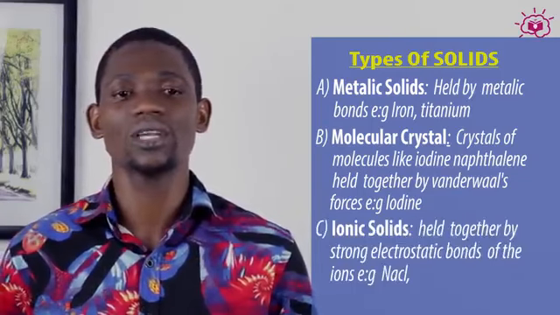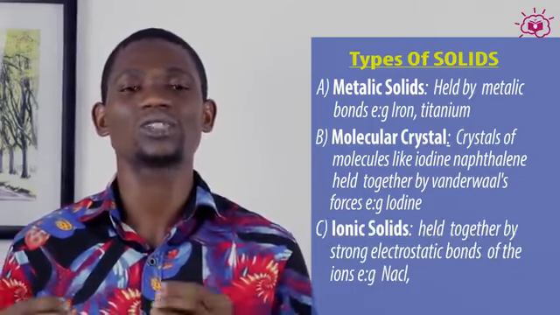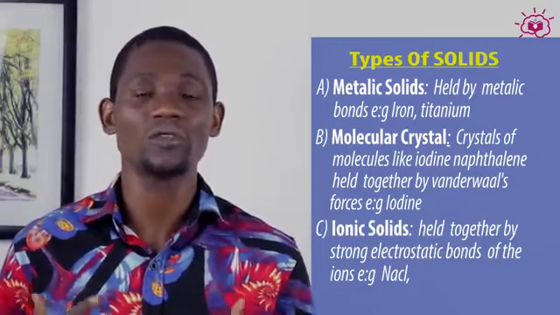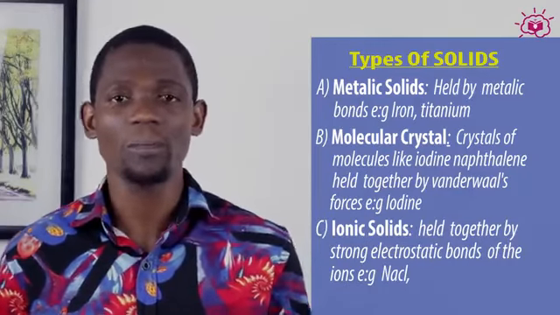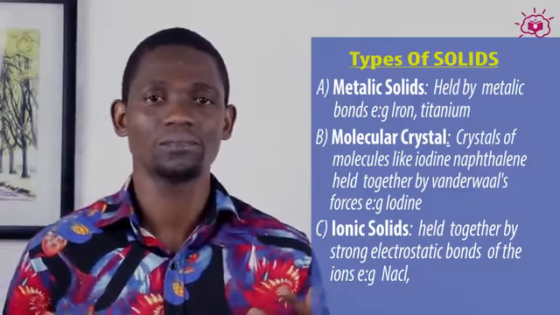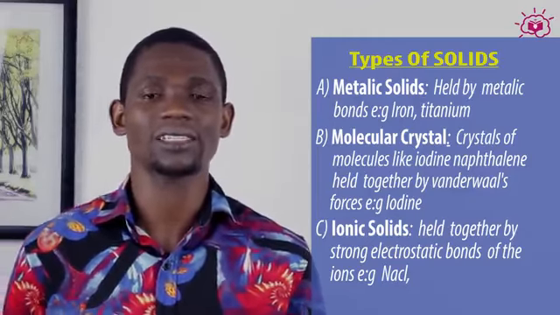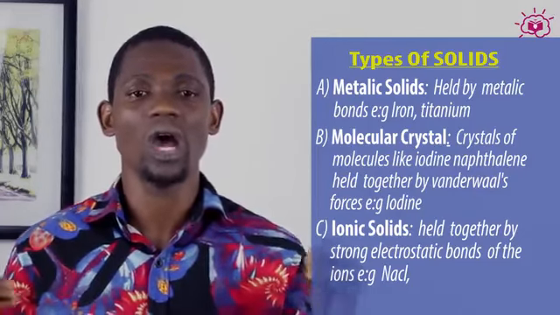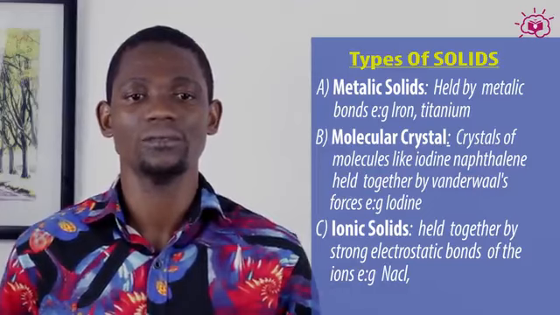Next is ionic solids. These are solids that arise by virtue of the formation of ionic bonds. Examples you find are crystalline solids like sodium chloride, potassium chloride, and so on. These solids have ionic bonds holding them together.